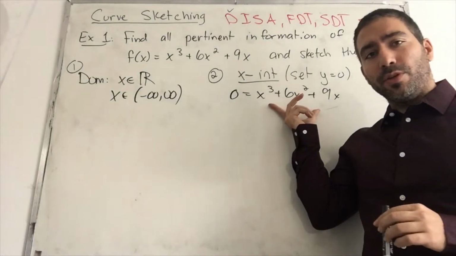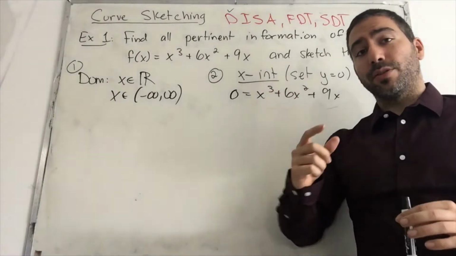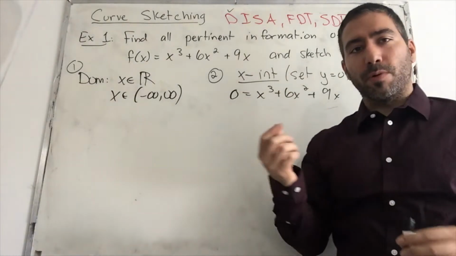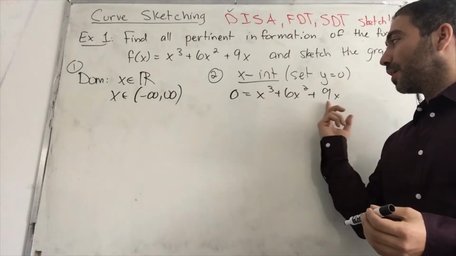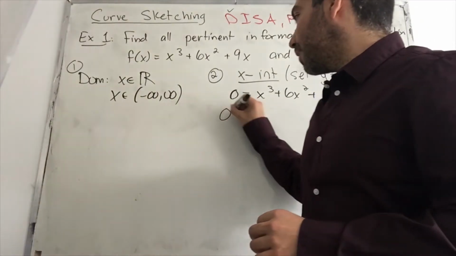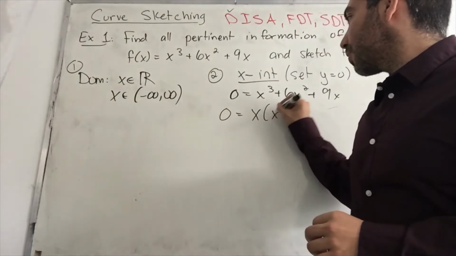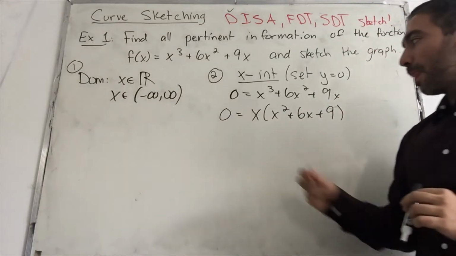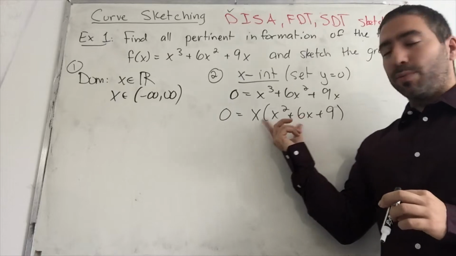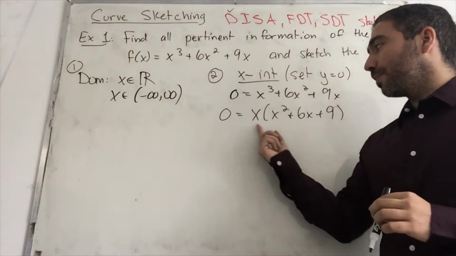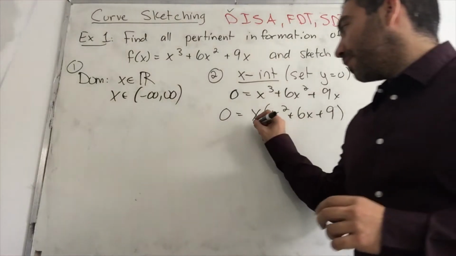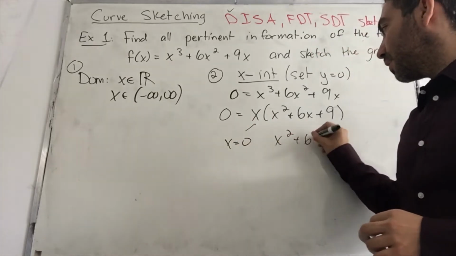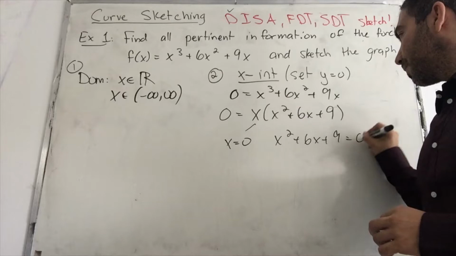So how do we solve cubic functions? This is x to the cube, x to the 3. How do we deal with this? Well, we don't know how to solve cubic functions, but what we do know is that we could factor out an x. So by factoring out an x, you get 0 equals x times x squared plus 6x plus 9. Now at this stage, we could use the zero product law. We're multiplying two numbers and it's giving us 0. That means either x is equal to 0 or x squared plus 6x plus 9 equals 0.